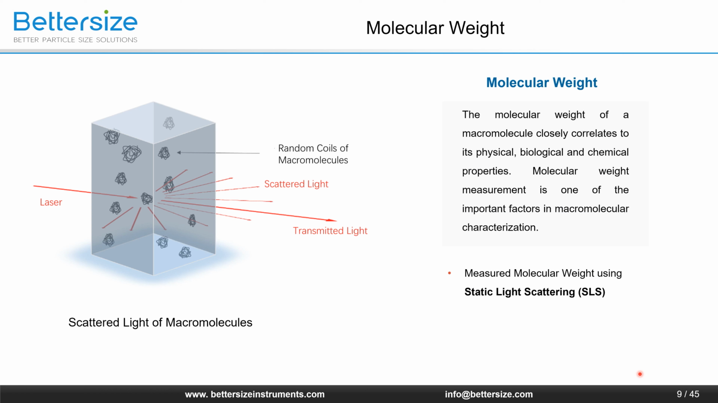In addition to particle size and zeta potential, another parameter offered by BeNano is molecular weight, which is the weight of a given molecule, measured in Daltons. Molecular weight is a significant characteristic of polymers for determining the mechanical, bulk, and solution properties of materials. The technology used to determine the molecular weight is called static light scattering. I will talk more about it in the next section.